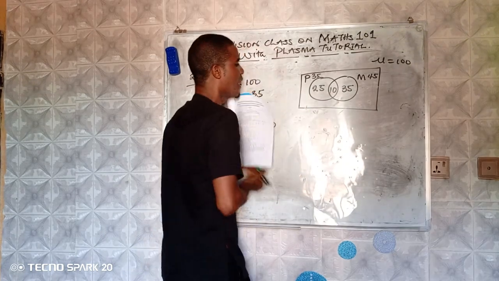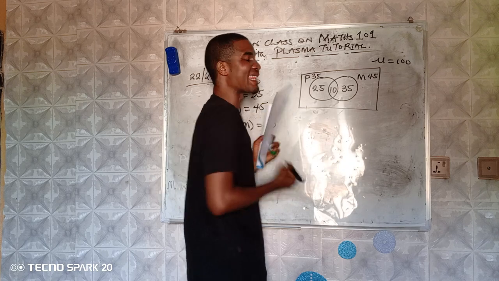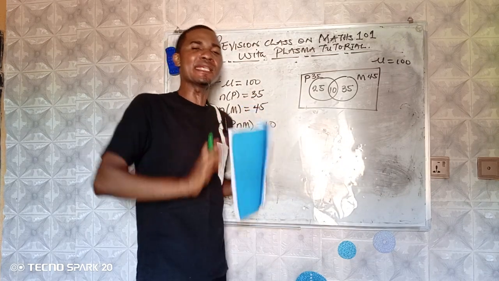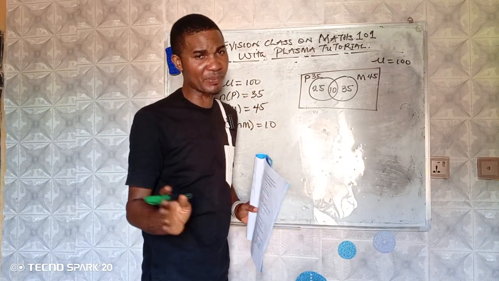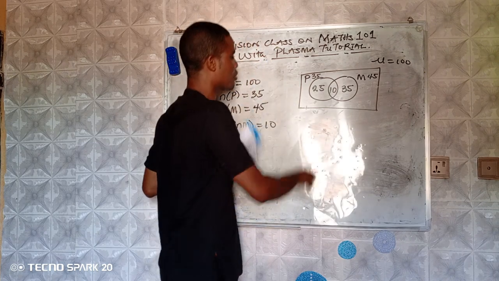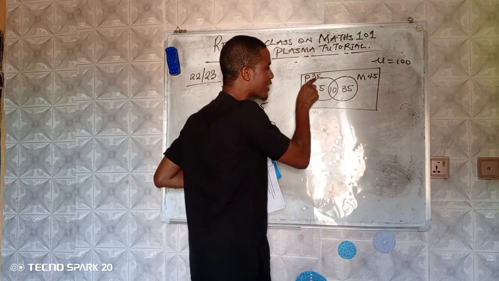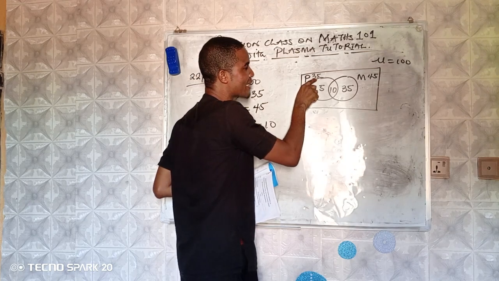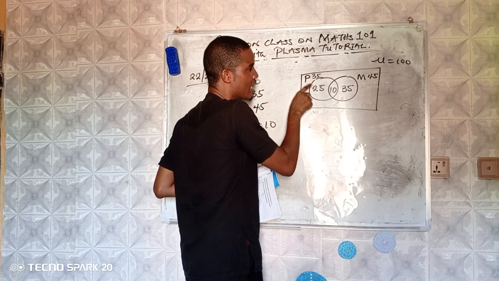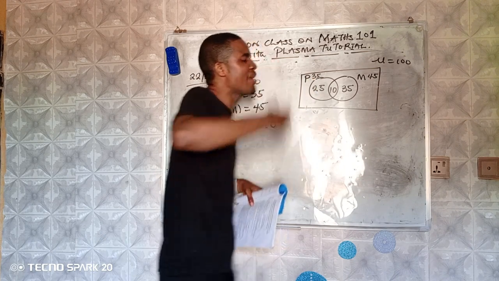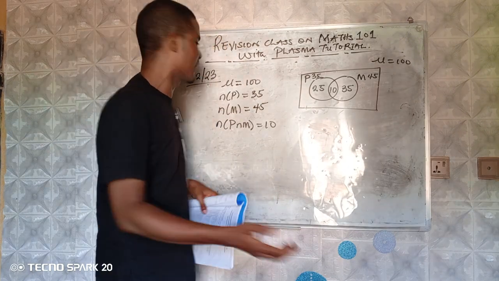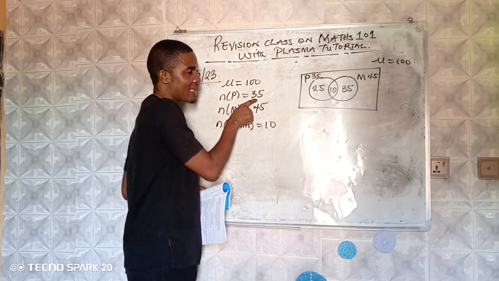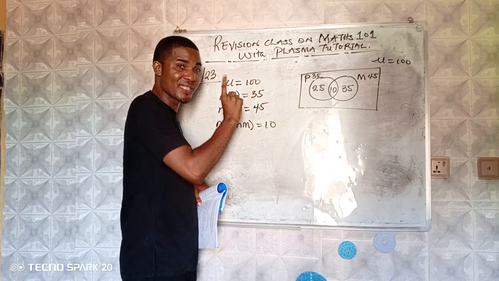Now, if I want to know the total number of people that like physics, whether only it or with another subject, but at least they like physics, it will now be 25 plus 10, which will give you 35. That is to show that this 35 was not only for physics, but people that like physics and may also like any other subject. So that's how I say cardinality of P is 35. Not that 35 like only physics.